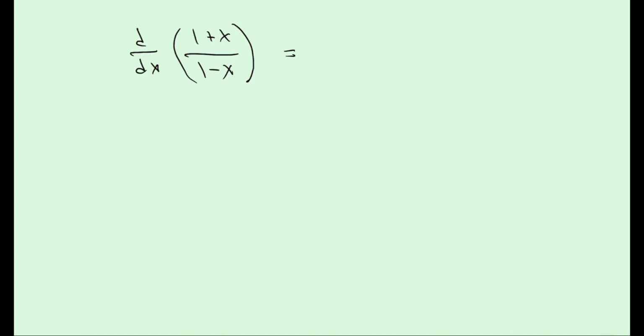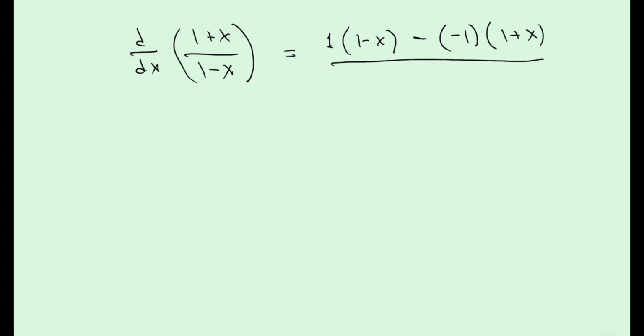Let's find the derivative of the numerator. It's going to be 1 times 1 minus x, minus the derivative of the denominator, negative 1, times the first function, 1 plus x, over the second squared.